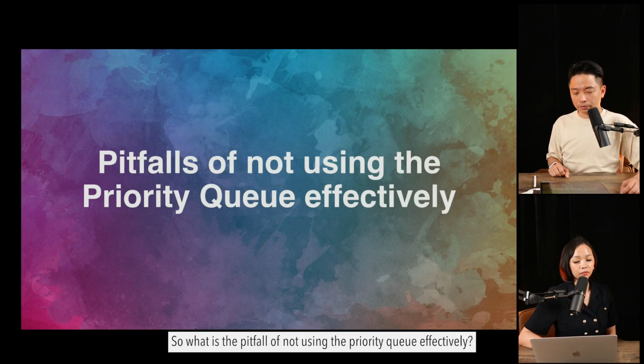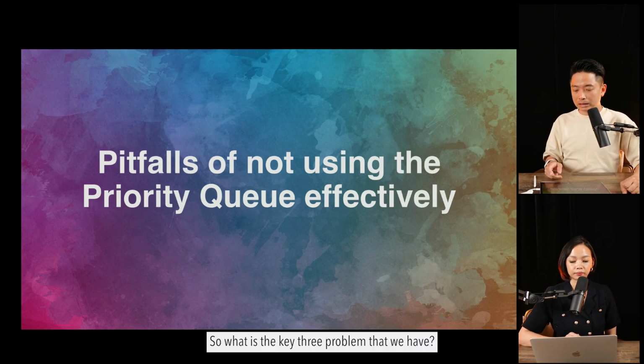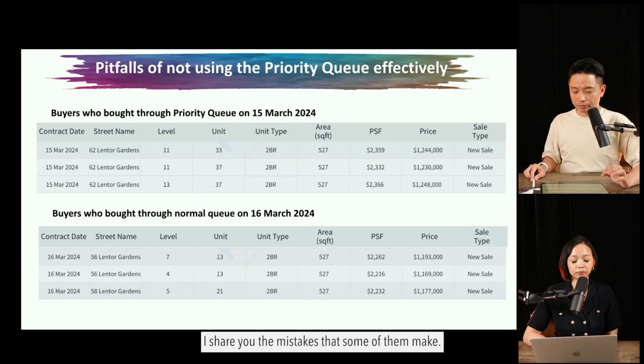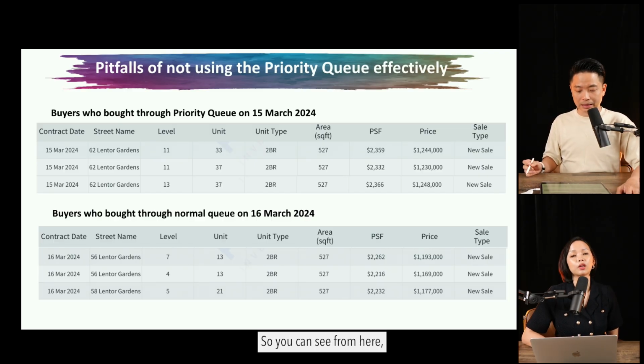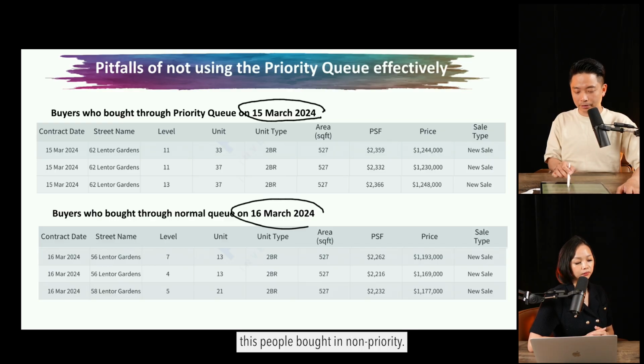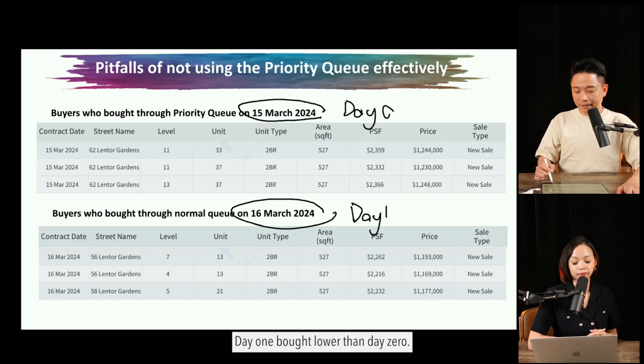So what is the pitfall of not using the priority queue effectively? This is the common mistake. What are the key three problems that we have? Before we go to the problems, I'll share the mistakes that some of them make. You can see from here, these people bought in priority, and these people bought in non-priority. This is day 0, this is day 1. So you see the prices they bought: day 1 bought lower than day 0.